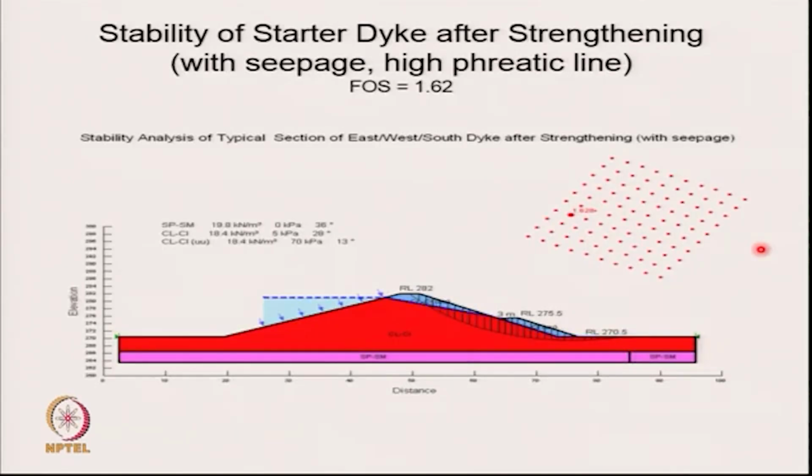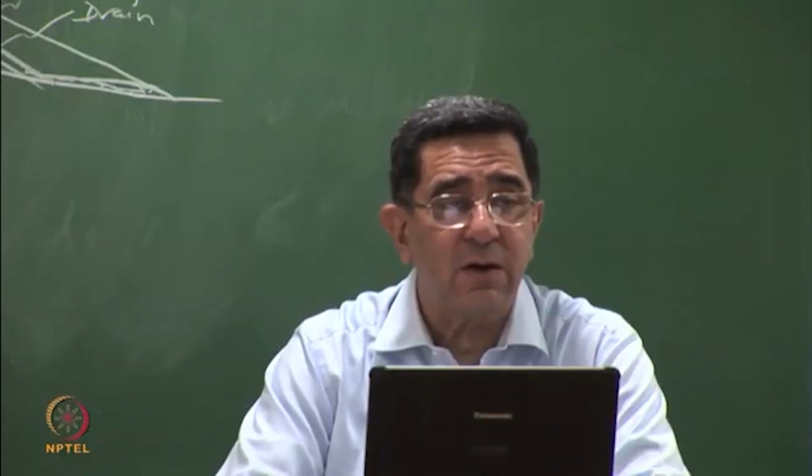Let me do the stability analysis. Same problem as before, the phreatic line is high. Okay? Please see, it's coming and meeting this. But you have got a stabilizing berm, therefore the phreatic line is going down here and coming like this. Factor of safety increases from 1.11 to 1.62. You are not going to have a wet downstream face, you are not going to have low factor of safety.